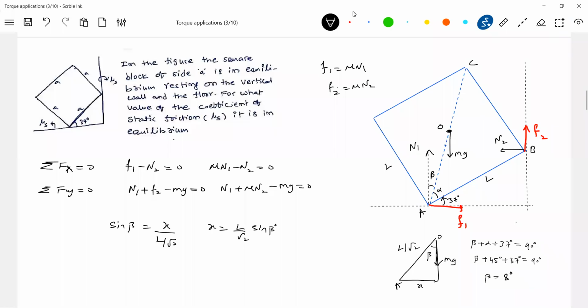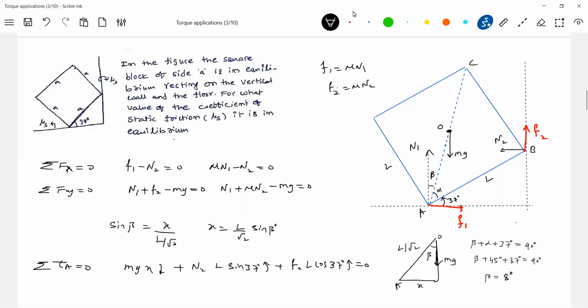Now let's write the torque about A. So mg into X will become the perpendicular distance, clockwise. Torque due to normal reaction N2, we don't know any other thing. So we know distance AB, no? So what will this perpendicular distance be? L sine 37. Torque due to friction F2, L cos 37, equal to 0. So X will come in terms of L so that L will get eliminated.